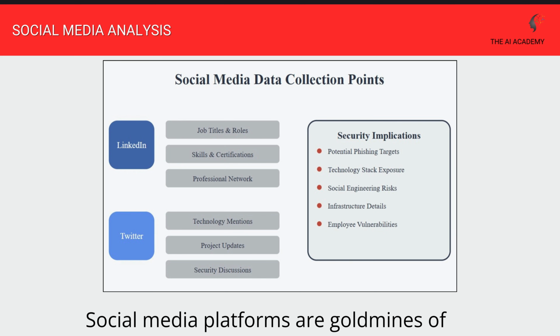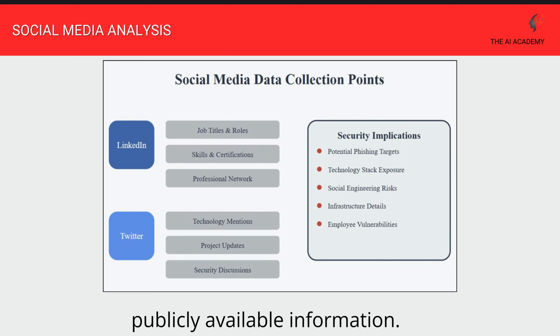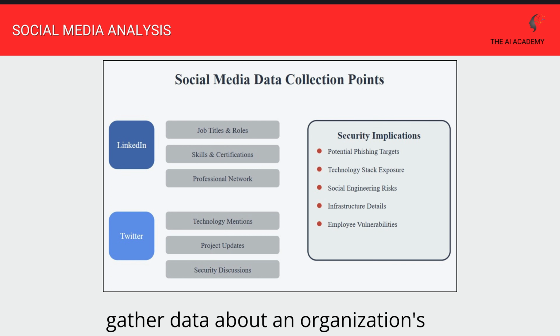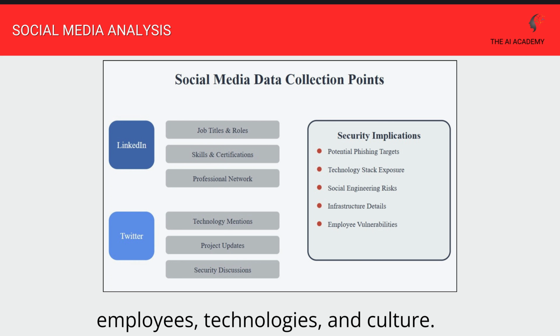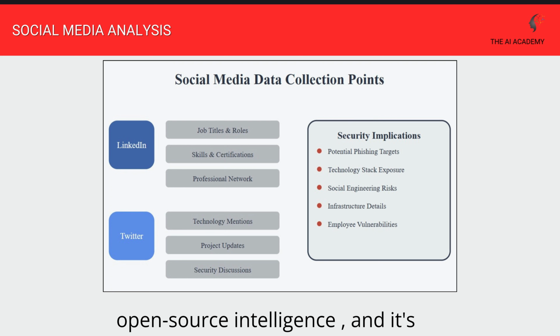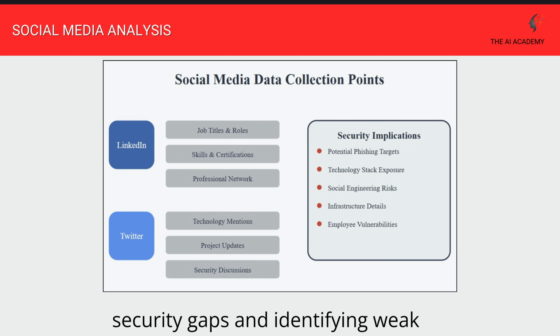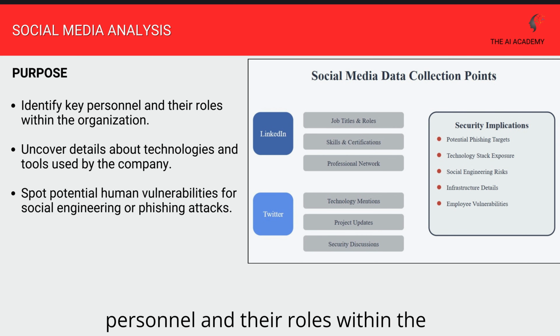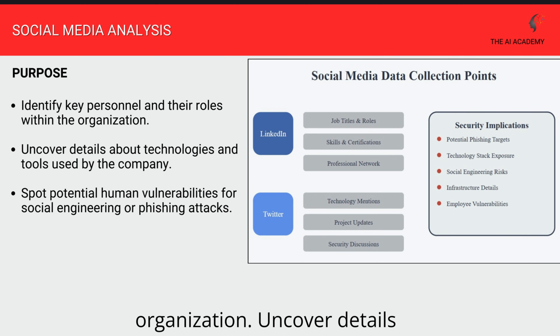Next, we will discuss social media analysis. Social media platforms are goldmines of publicly available information. Ethical hackers use these platforms to gather data about an organization's employees, technologies, and culture. This process is often referred to as open-source intelligence, OSINT, and it's essential for mapping out potential security gaps and identifying weak links.